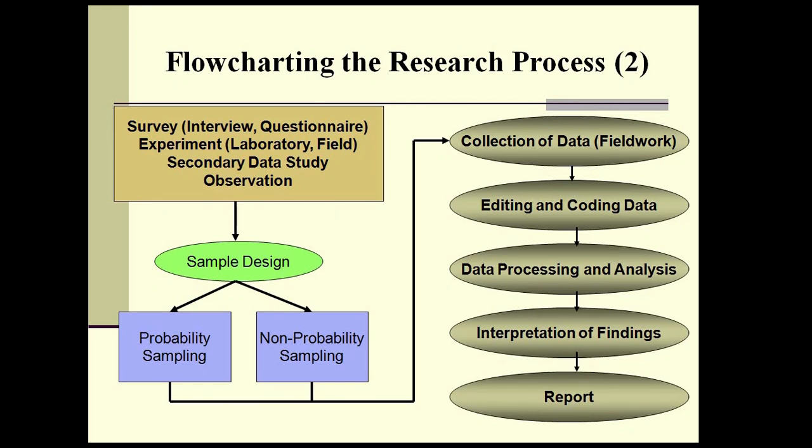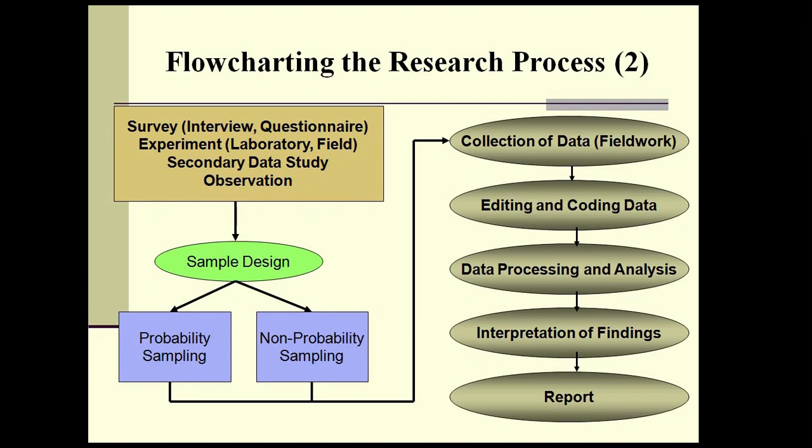Now after the basic research method is selected, we come to the designing of samples. Basically there are two methods of sampling. One is probability sampling, where every unit of the population has an equal chance of being selected, and another is non-probability sampling. That means sampling by choice.